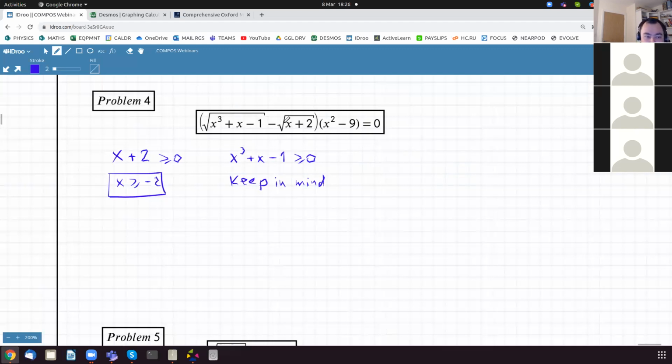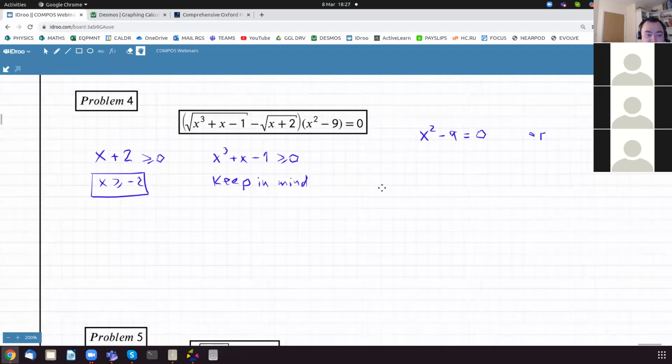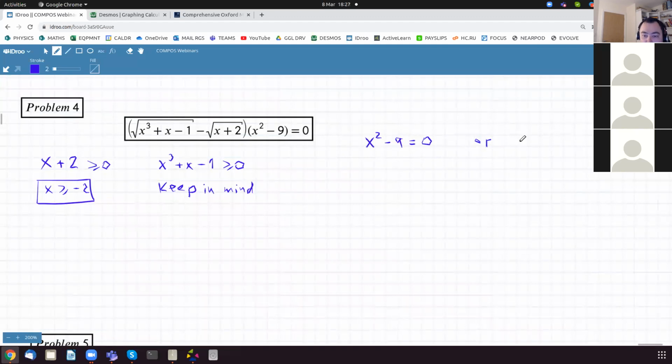So I have two expressions. When they multiply, they make 0. So one of the expressions is 0. So it's either x squared minus 9 equals 0, or the square root of x cubed plus x minus 1 minus the square root of x plus 2 is 0. So this is easy. X is equal to plus or minus 3.